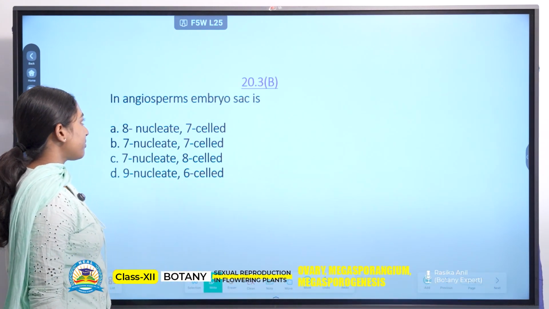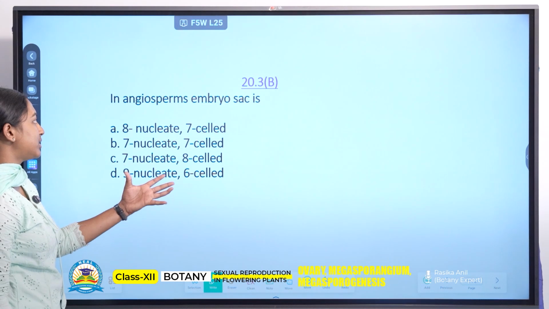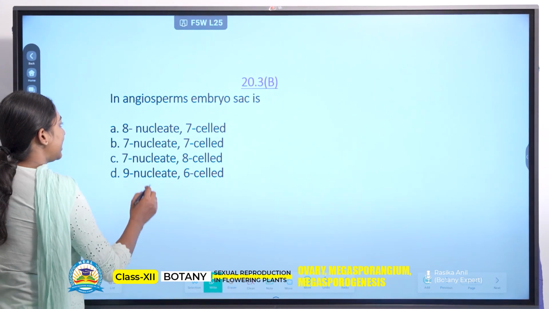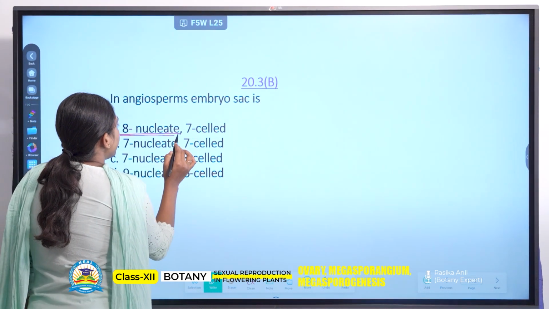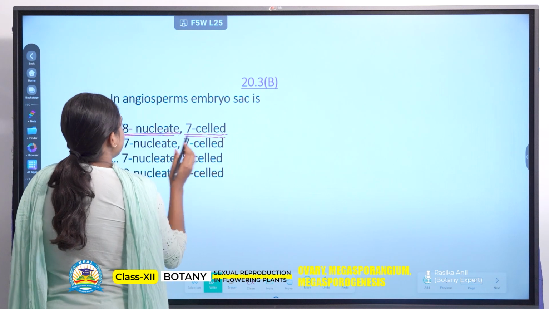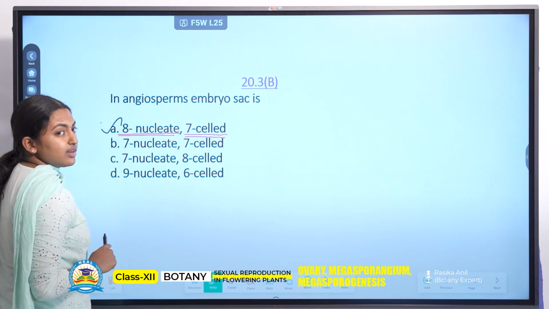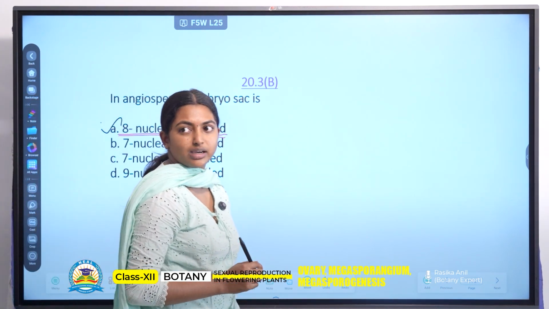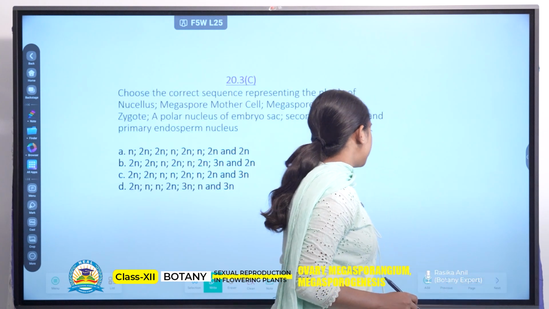Next question. In angiosperms, embryo sac is a direct question. You can easily answer. How many nuclei? 8 nuclei. How many cells? 7 cells. So it is an 8 nucleate and 7 celled embryo sac when it comes to angiosperms.